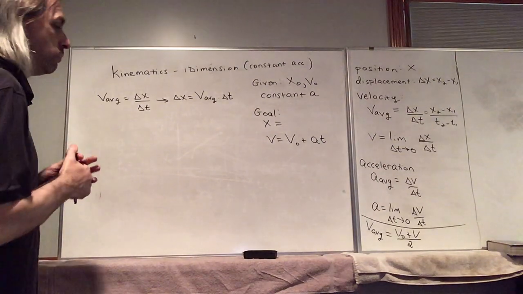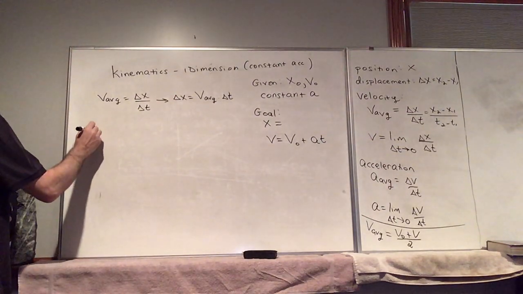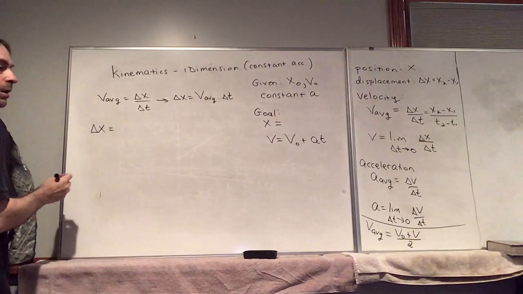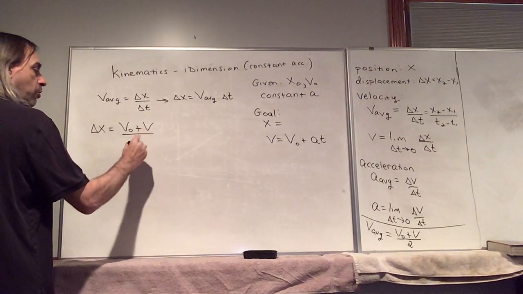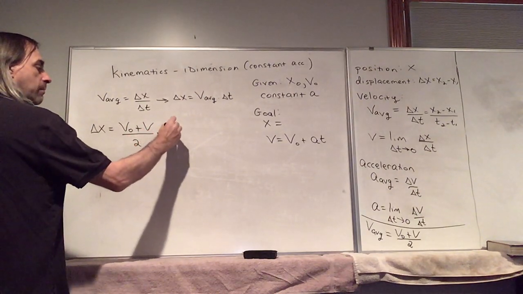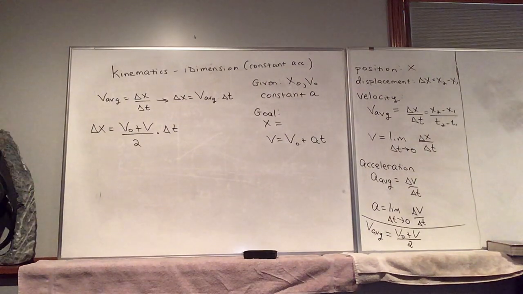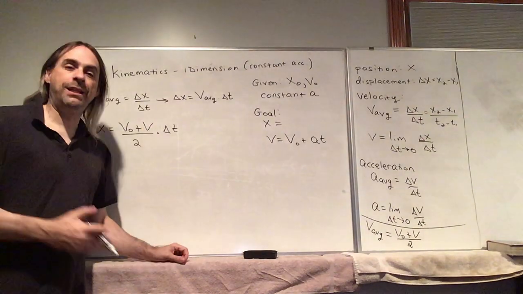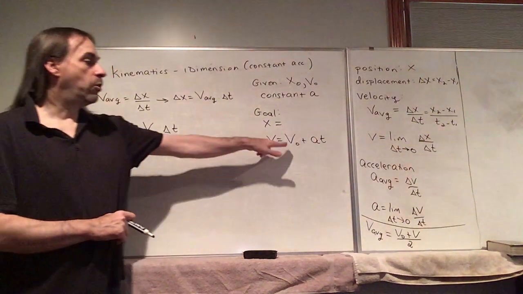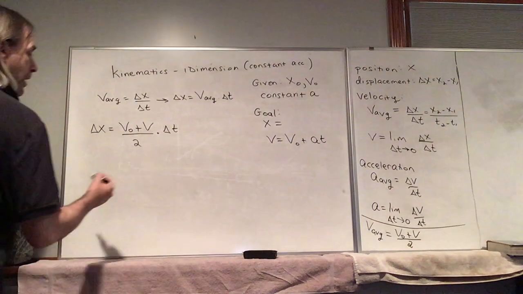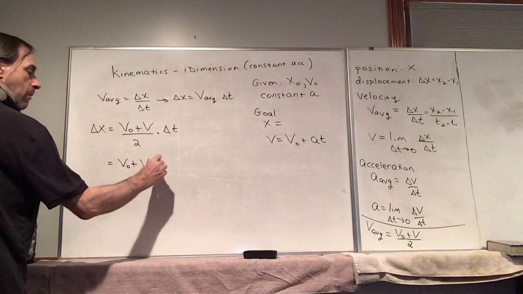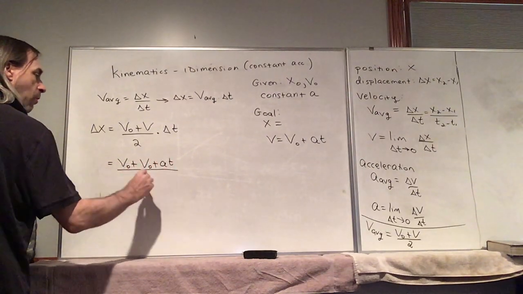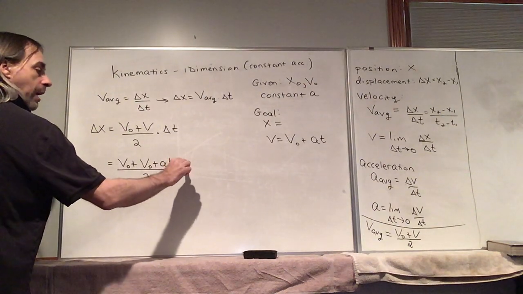So let's plug that in. So we have delta x would be V naught plus V divided by 2 times delta t. Okay, so we're going to do a couple of things now. Remember this V, this was the velocity at the end of this time interval, which is V naught plus at. So we can plug that in. Again, that whole thing is over 2 times delta t.